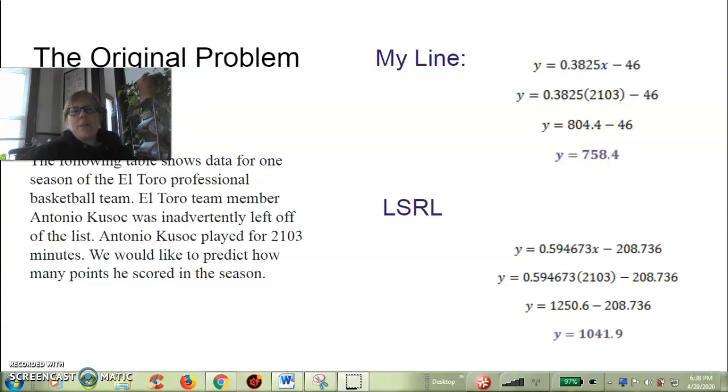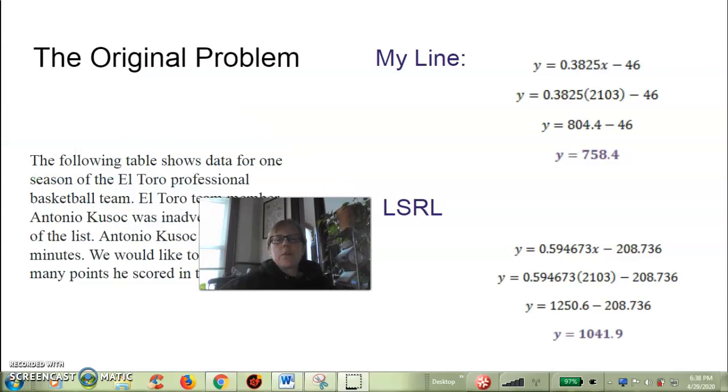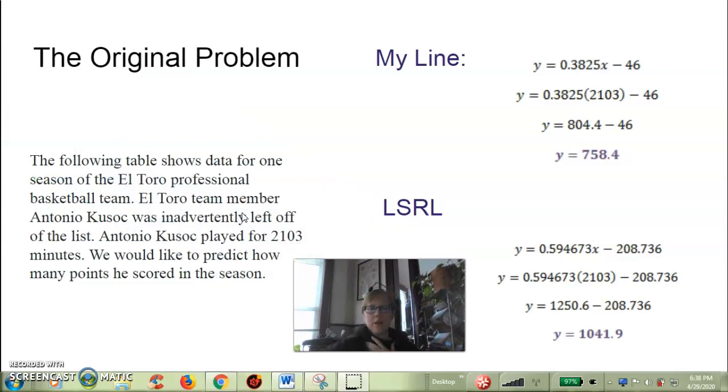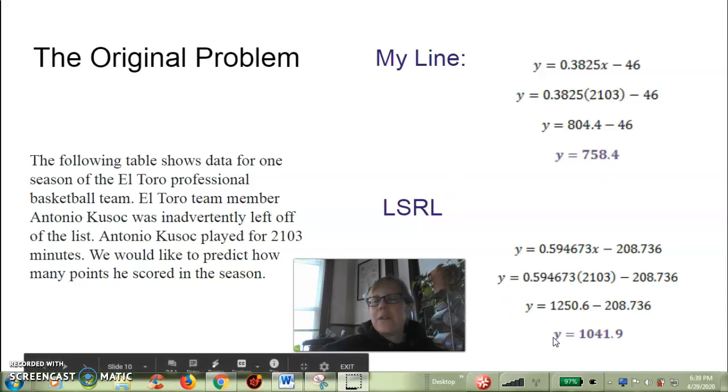All right, so let's go back to the original problem. Remember what we were supposed to do is figure out, well, what's our prediction for the number of points Antonio makes. In my line, I did the math here, so you can take a look at that. In my prediction, Antonio earns 758.4 points. But when we use the best line of fit, the least squares regression line, you could see it's a lot more points. So this would be the more accurate one based on the points we were given.